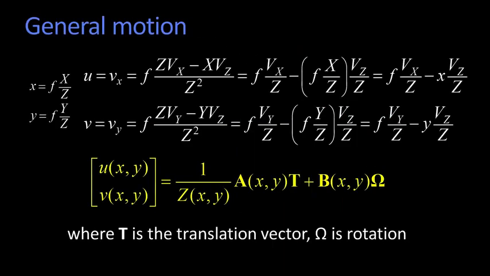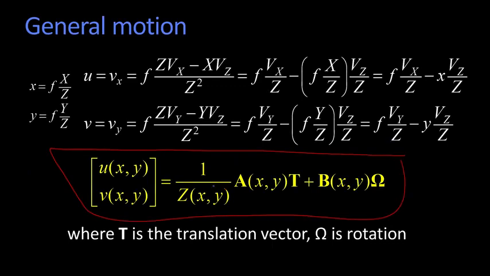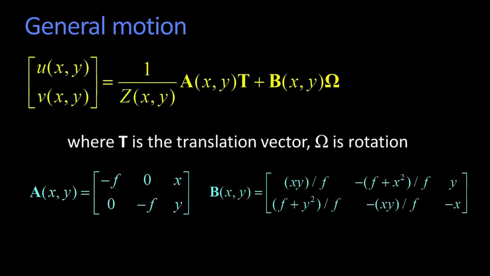Well, it turns out you can write them pretty beautifully, for some twisted definition of beauty, in this very simple formula here: 1 over z at some point xy, times A times T plus B(xy) times omega. And let me show you exactly what that is. So here I've rewritten it. So this is the motion.